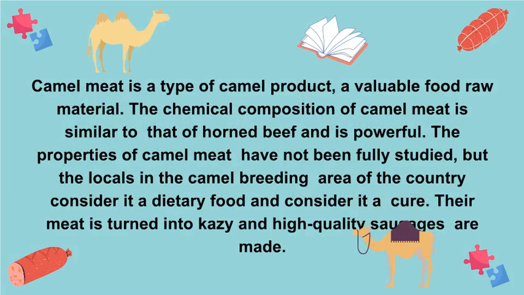Camel meat is a type of camel product, a valuable food raw material. The chemical composition of camel meat is similar to that of beef. The properties of camel meat have not been fully studied, but the locals in the camel breeding area of the country consider it a dietary food and consider it a cure. Their meat is turned into kazi and high-quality sausages are made.